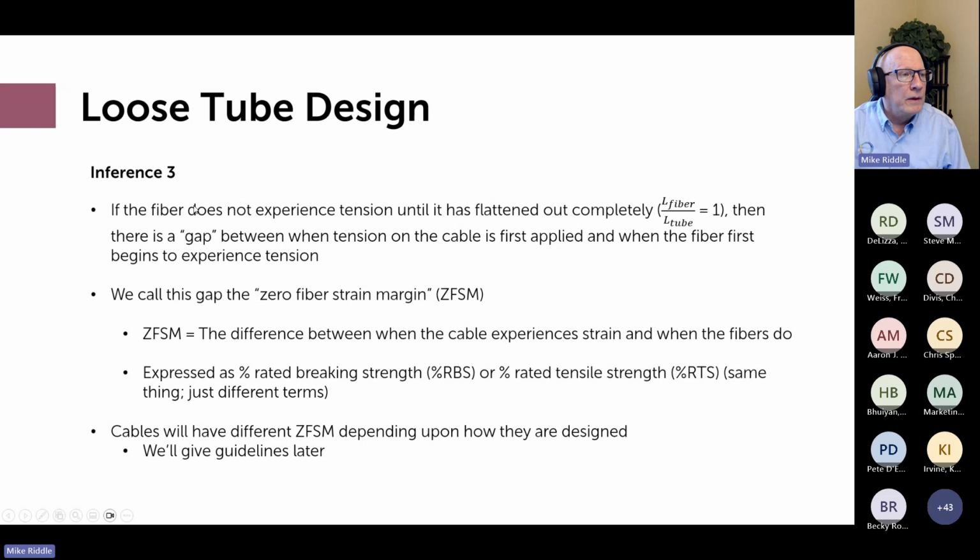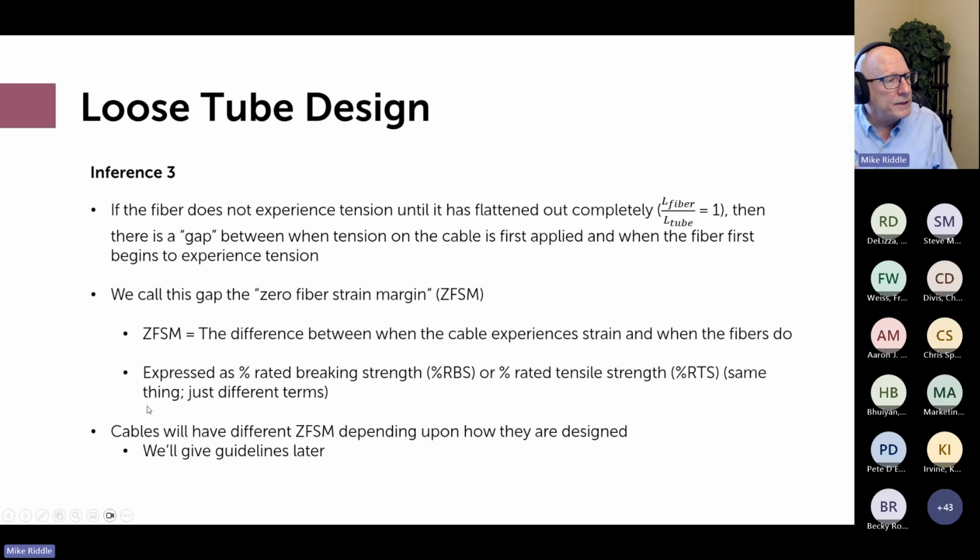Inference number 3. If the fiber does not experience tension until it is flattened out completely and your tube has stretched, that means that your ratio has been dropping. And when it gets to 1, the length of the fiber equals the length of the tube, then there's been a gap between when the tension was applied on the cable versus when the fiber began to see it. We call that gap the zero fiber strain margin. It's the difference between when the cable experiences strain and when the fibers first begin to experience strain.